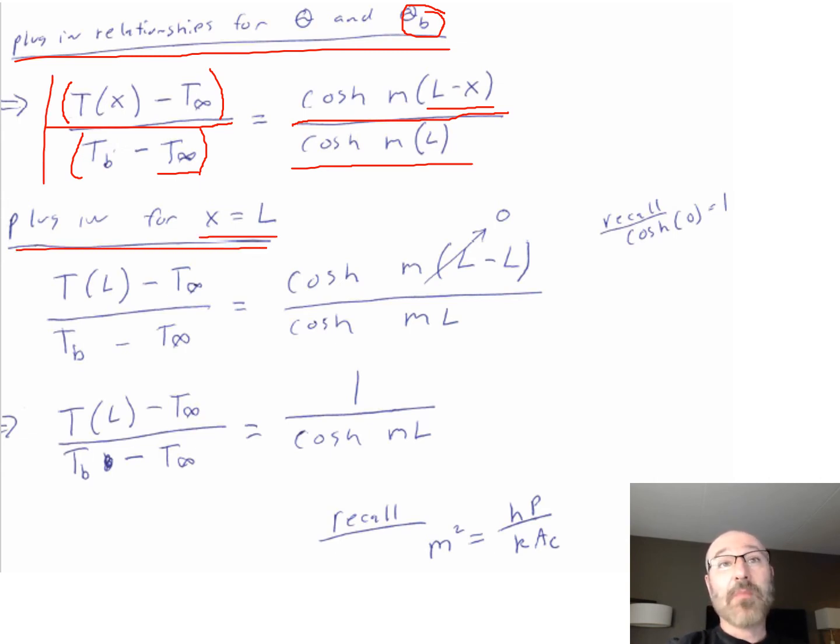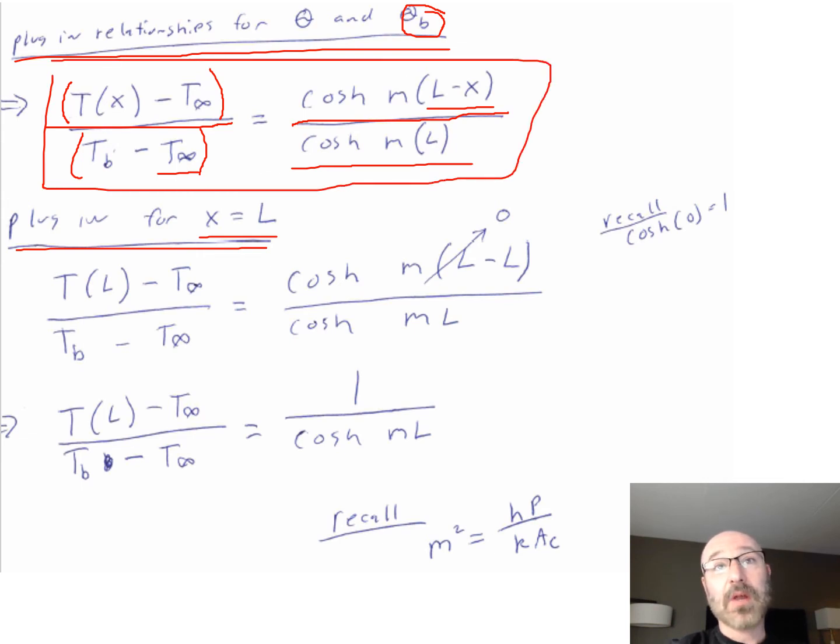So we can do that. We go back up to this governing equation above here, and everywhere we see an x, we're going to plug in for the L right there. So what we have here on the left-hand side of the equation on our numerator, we have T of L minus T infinity, all over the bottom is still T sub b minus T infinity, is equal to the right-hand side of the equation, hyperbolic cosine of m times (L minus L). That simply becomes 0. The L minus L cancels out. That whole term goes to 0 right there.